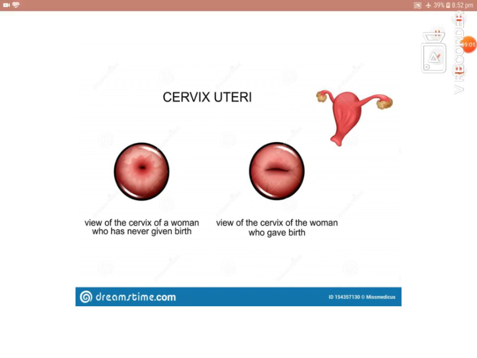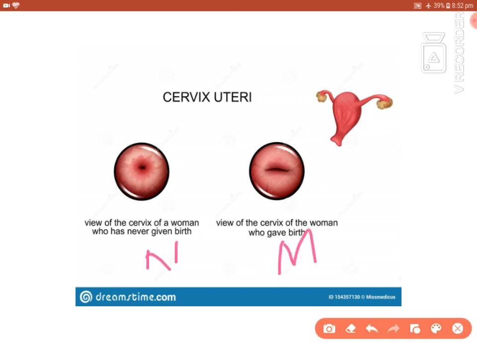Here, coming to the external os, there is a difference in its shape in nulliparous and multiparous women. In the nulliparous, it is small and round. In multiparous women who have given birth, this opening appears expanded and wide, in the form of a slit, and also in the form of a fish mouth. So there is a difference in the cervix uteri between nulliparous and multiparous women.